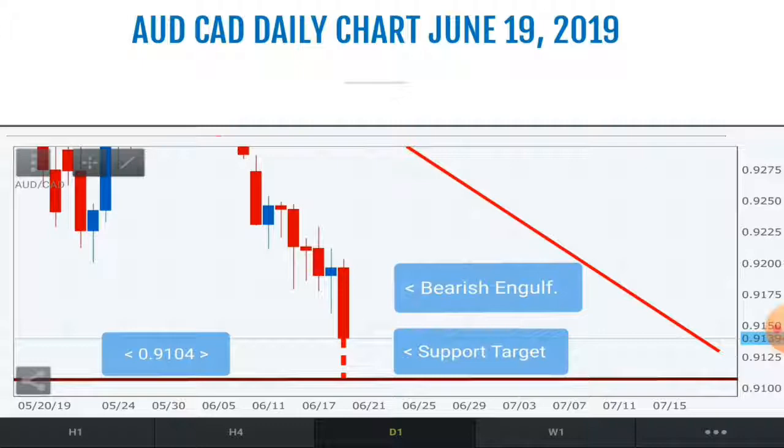Now, taking a closer look at the daily chart and the signal that was given as part of this breakout, here you can see that the market provided us with a bearish engulfing candlestick formation, which was a signal that was indicating that we could take advantage of this breakout and trade it towards the support area at 0.9104. So this was a trading target and the trading setup and the signal that we were going to be trading.